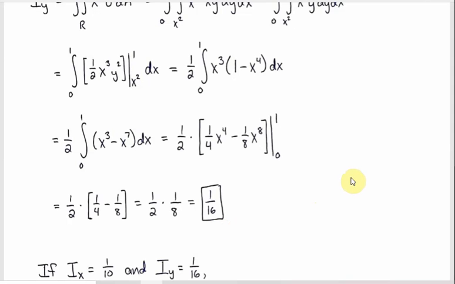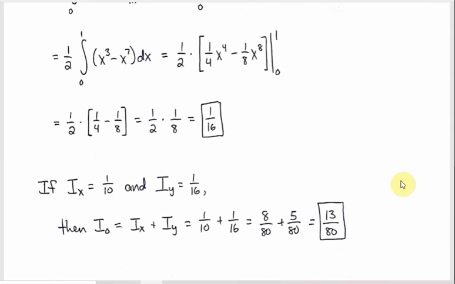Well, then for I sub 0, you could do it the long way if you really felt like it, but I would just do this move right here where you just add I sub x and I sub y together, right? You've already got them. There's no point in redoing a bunch of work. So 1/10 plus 1/16, common denominator is going to be 80, and you end up with 13/80 for the moment of inertia with respect to the origin.